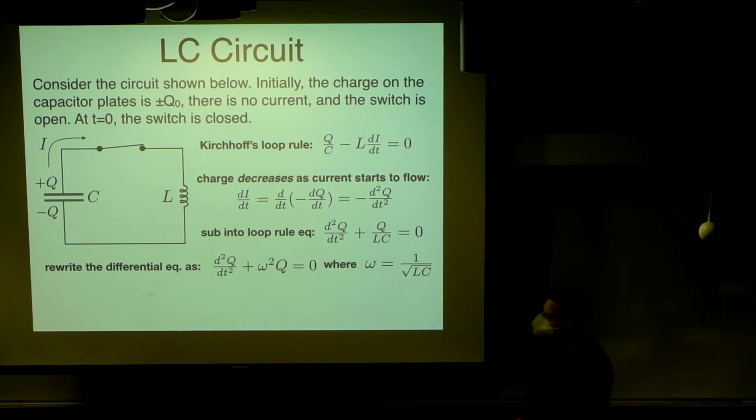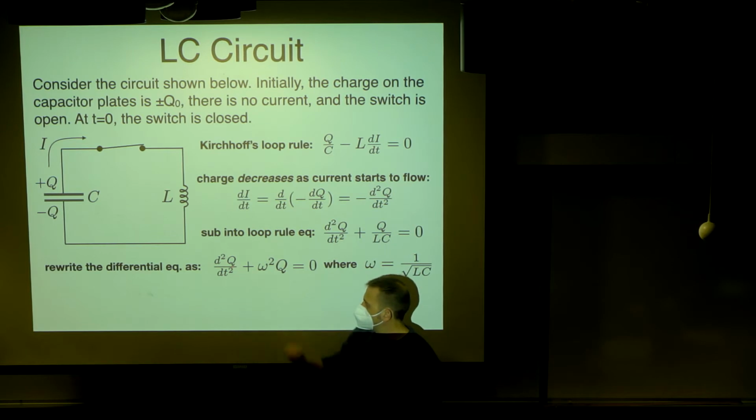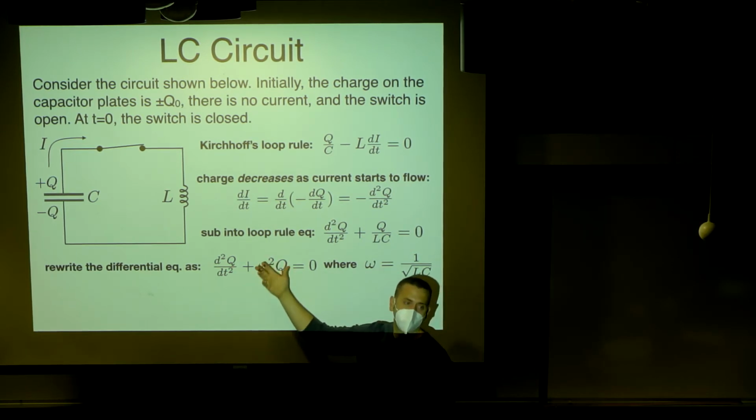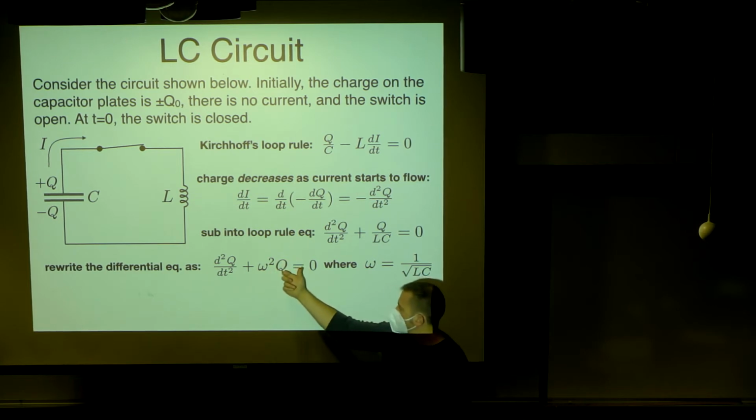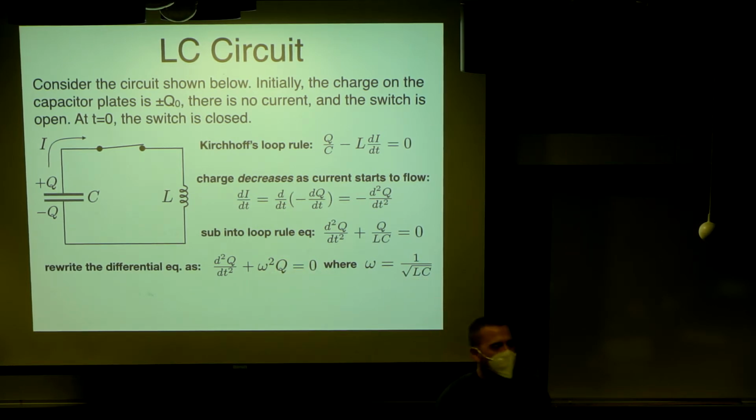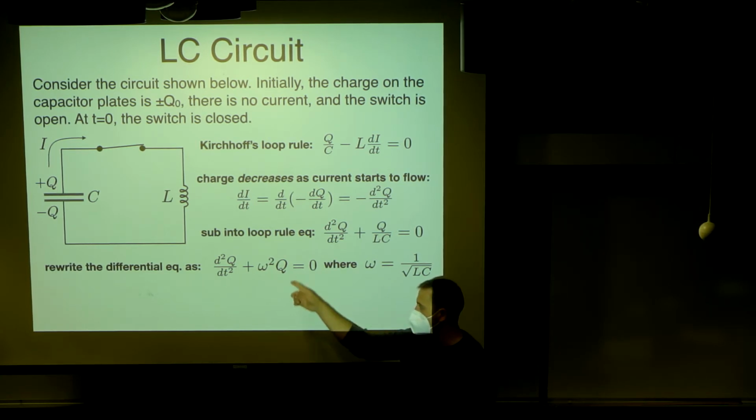Now, looking at this equation right here, we have the second derivative of q with respect to time, plus some constant, which I'm calling omega squared, times q equals 0. Can anyone sort of recognize that? Maybe if you think all the way back to physics 45. You have seen something like this before.